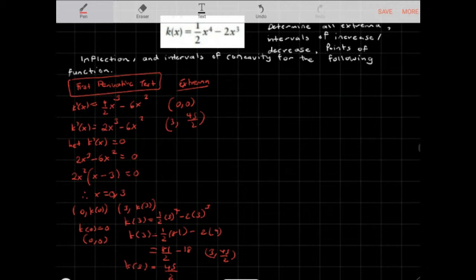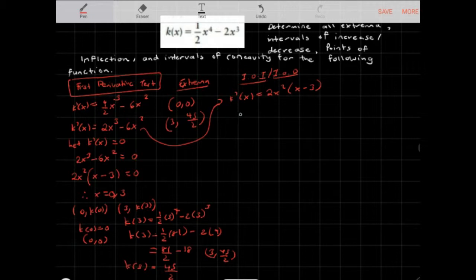We also want to figure out intervals of increase and decrease of the function. So let's look at intervals of increase and decrease, right? And we have to still be using our first derivative. So you can notice here that I simplified the first derivative in this scenario. So k prime of x is equal to 2x squared times x minus 3. Okay, so this is our first derivative.